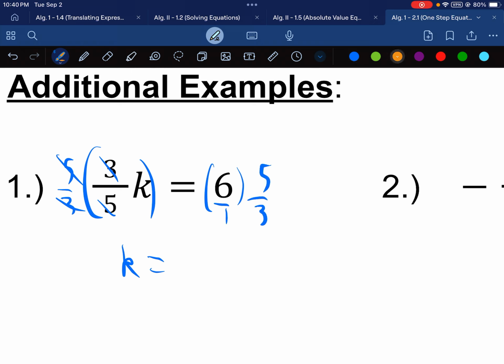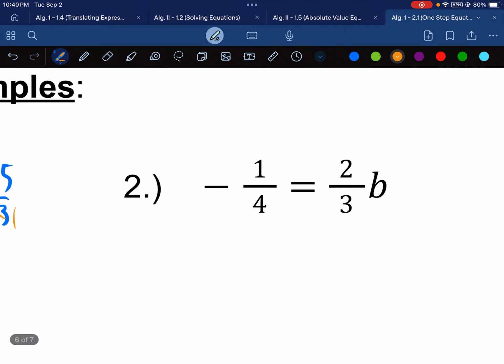On the other side, multiply by 5/3 and put that 6/1 to help us visually see what's going on. And 6 and 3 reduced by 3 to become 2 and 1. Multiply straight across, and 2 times 5 is 10. Over 1 on the bottom, we can just put 10.